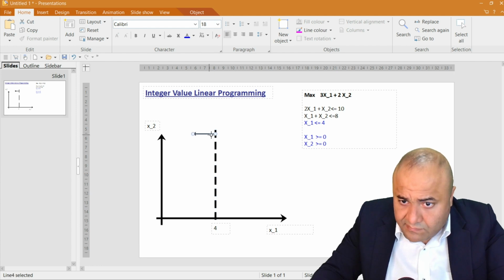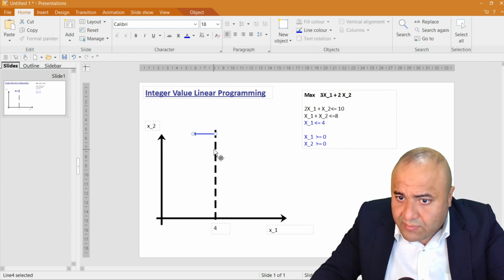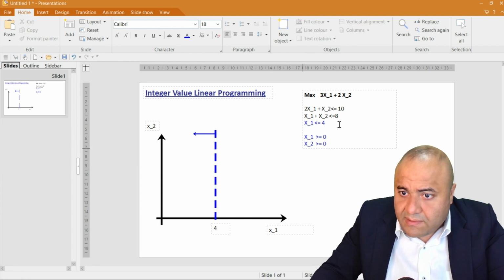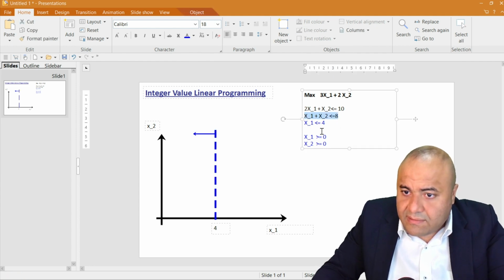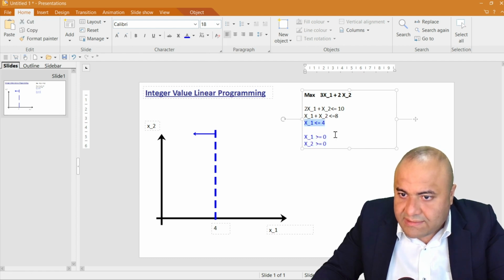Now let's just give this one blue. Now here, so these two, let's say, have been satisfied. This one has been satisfied. This one we can just put them also black.